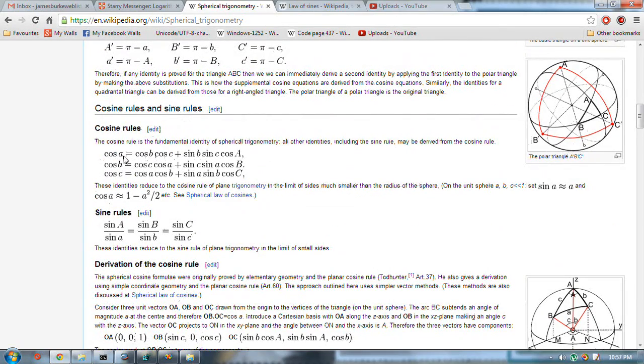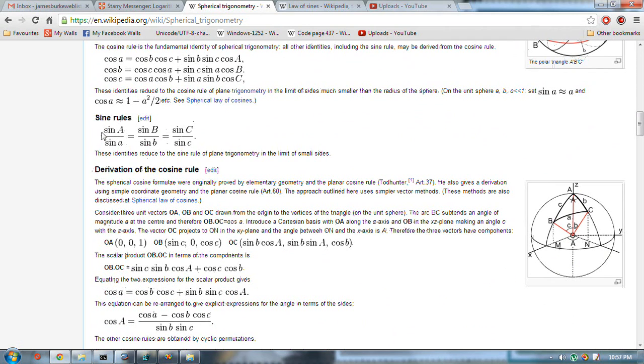Like, for instance, here's the cosine rule. But strangely enough, the sine rule in spherical geometry is the same as the one for regular geometry. If you remember from school, that's the sine rule, no different.